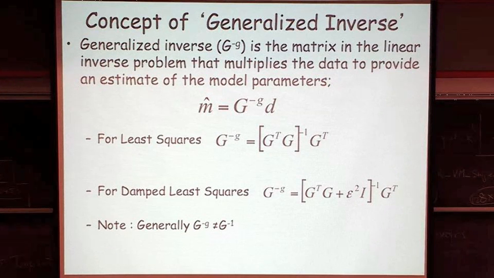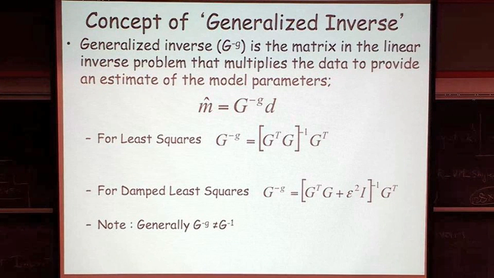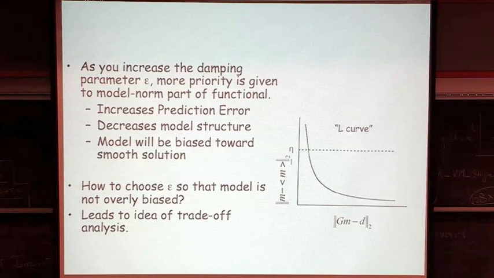If your model was a square, if you had a square matrix, and if it was well conditioned, G minus g would just be the inverse, the real inverse. But in general, in the problems we deal with in geophysics, it's not. So this parameter epsilon: as you increase the damping, you have to choose it. So that's another thing we have to worry about. How do you choose this parameter epsilon?